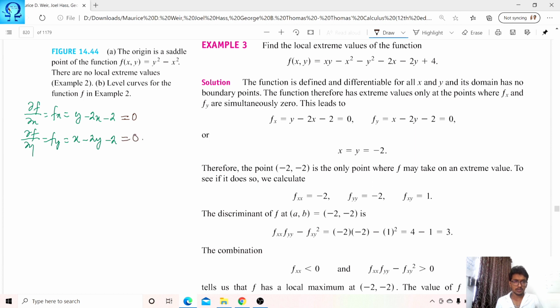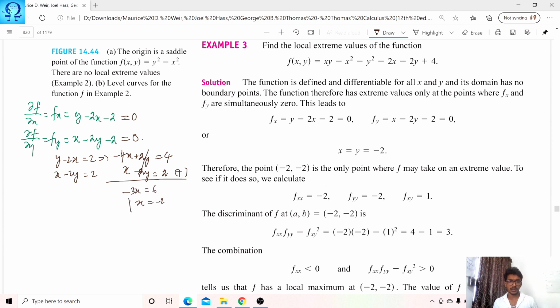So when you equate them to 0, you are going to get y minus 2x is 2 and x minus 2y is again 2. So if you multiply this one with 2, you would get minus 4x plus 2y equals 4. And here we have x minus 2y equals 2. When you add these two quantities, your 2y gets cancelled, minus 3x equals 6. Therefore, x is equal to minus 2.